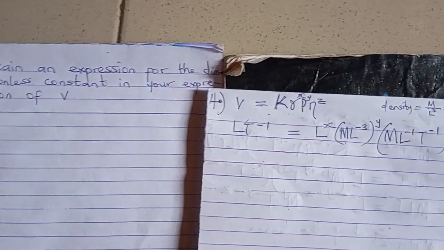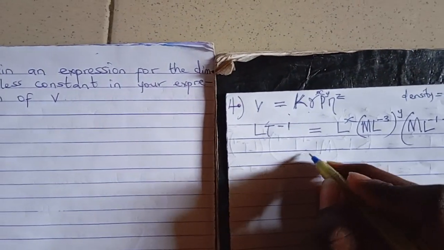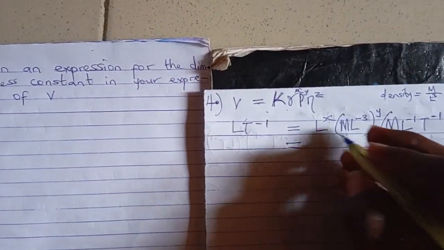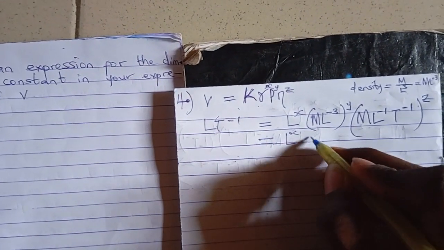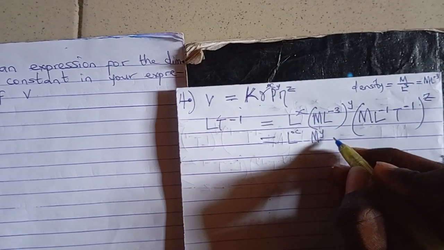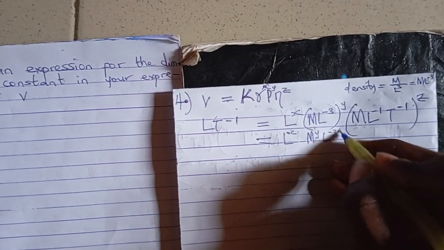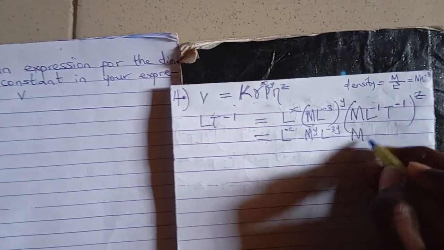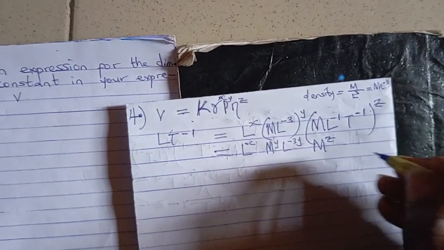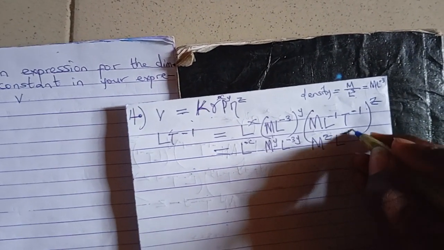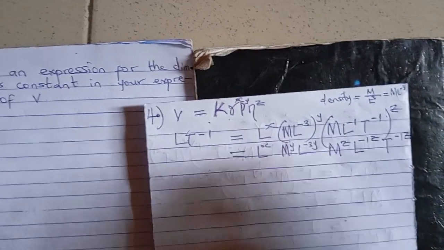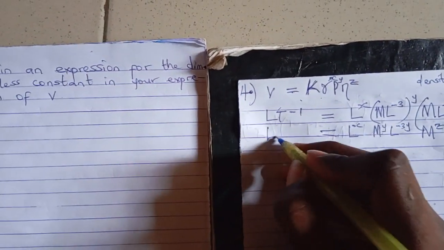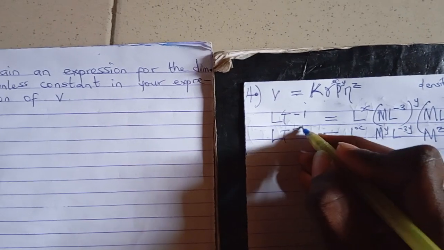So now we need to distribute. Using the distributive power law, we now have L raised to the power x, then M raised to the power y, L raised to the power minus 3y, then M raised to the power z, L raised to the power minus z, T raised to the power minus z. Remember that all this equals LT raised to minus 1.